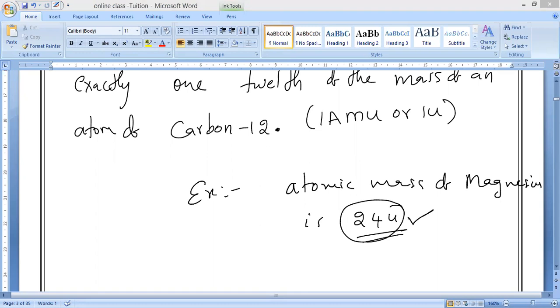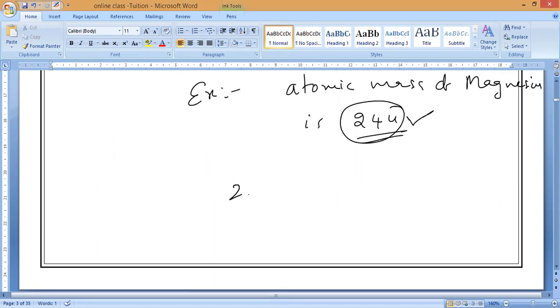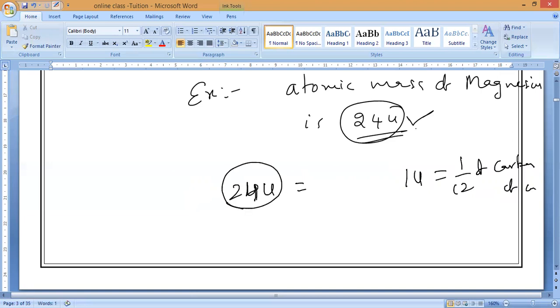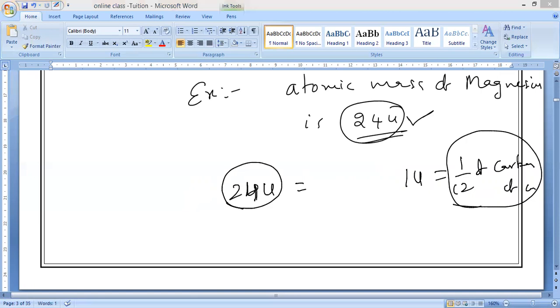Now observe very carefully. 24 units. We know that 1 unit is equal to 1 by 12th of a carbon atom. So 24 u means it is how many times heavier than 1/12 of carbon? 2 times, or 24 times, sir? 24 times. That is what you should understand.